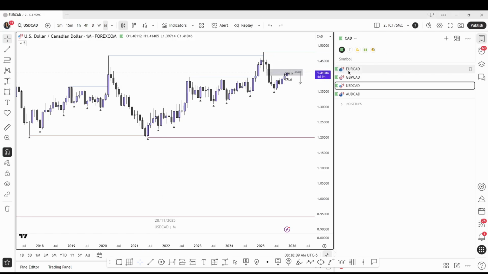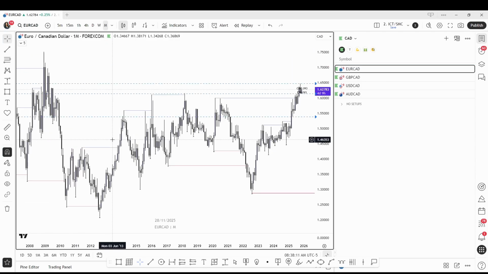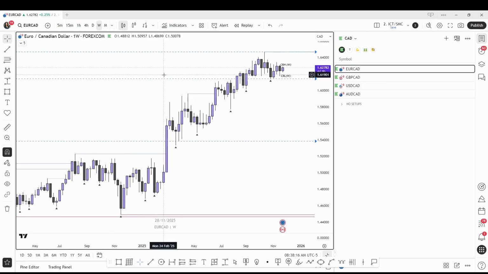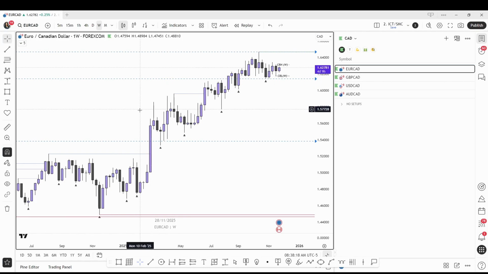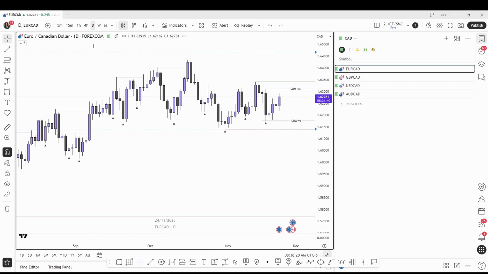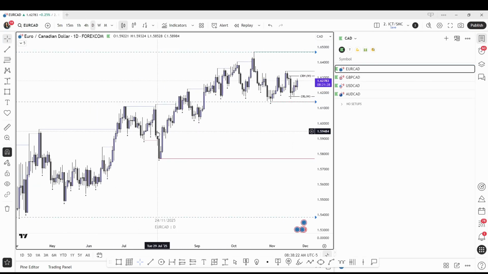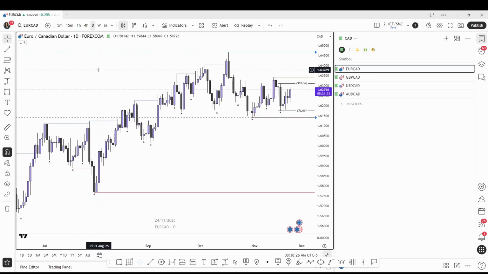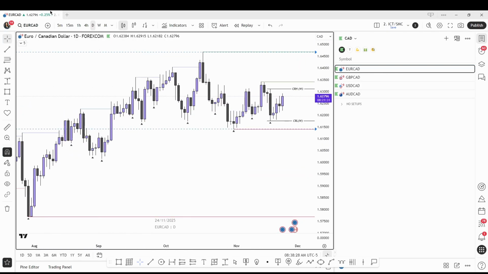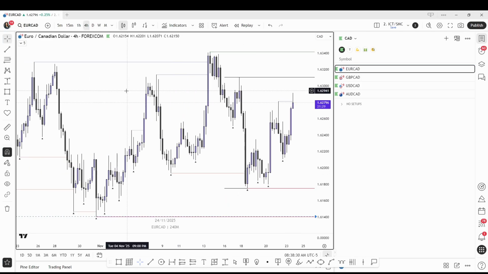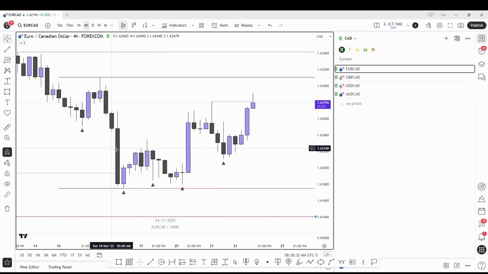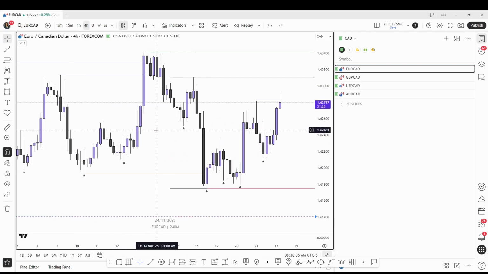On EuroCAD, I don't see anything on the monthly, the weekly, or the daily. Okay, I see some way down here, a gap way down here. We're talking about the forever model, right? 4 hour, I just don't see anything on this pair. Not this week. It's going bullish.